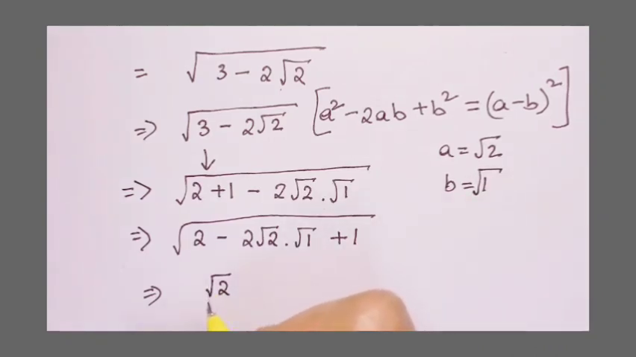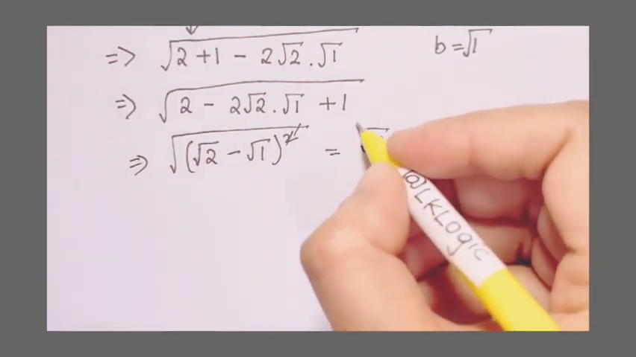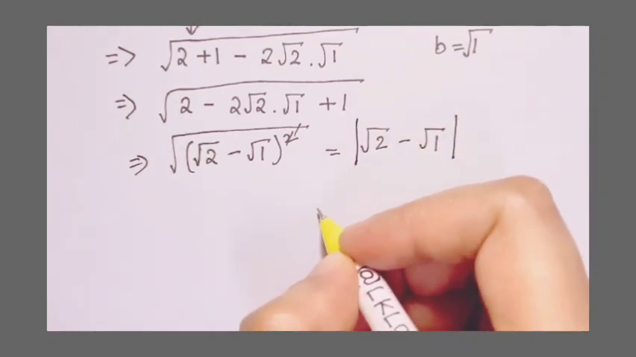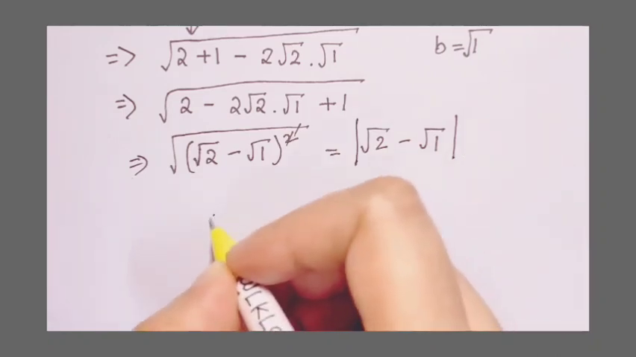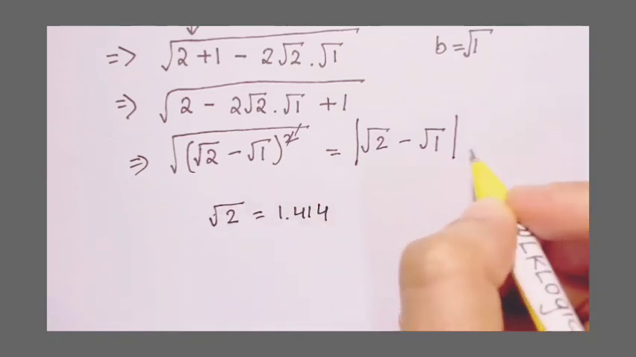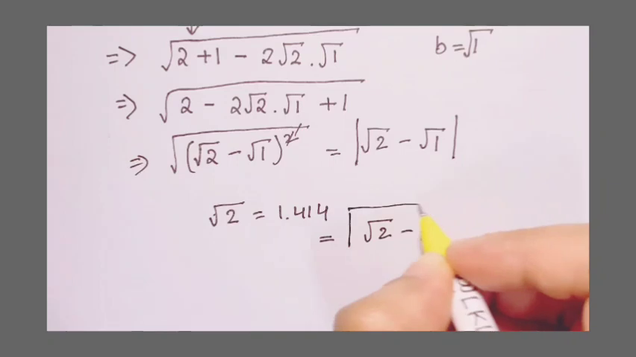So we have square root of 2 minus square root of 1 the whole squared, and as I said, this is under the root, so root and square get cancelled. So we have square root of 2 minus square root of 1, and this has to be in the modulus, that's the absolute value, which has to be positive. So we already know that square root of 2 is equal to 1.414. So our answer will be positive. The answer is square root of 2 minus 1, and that's your answer.